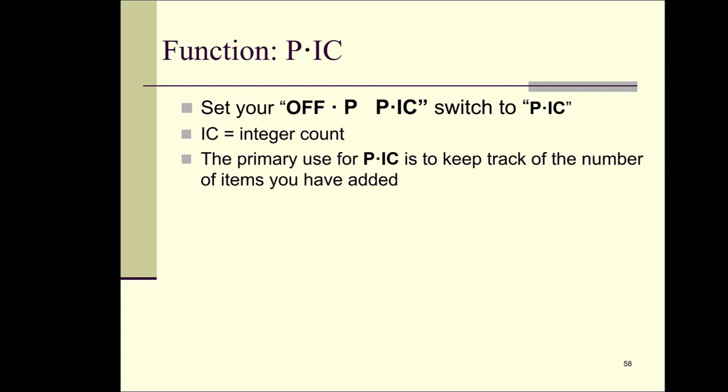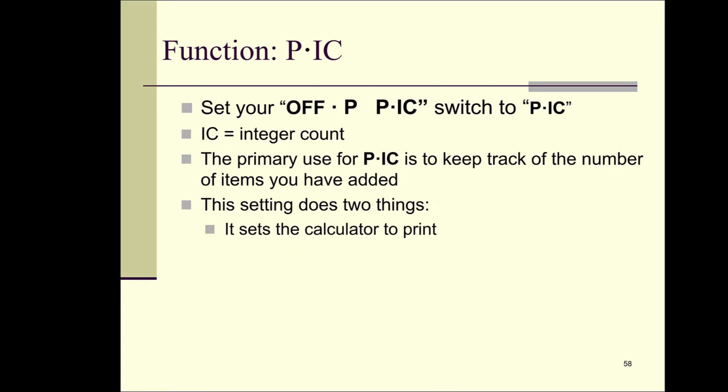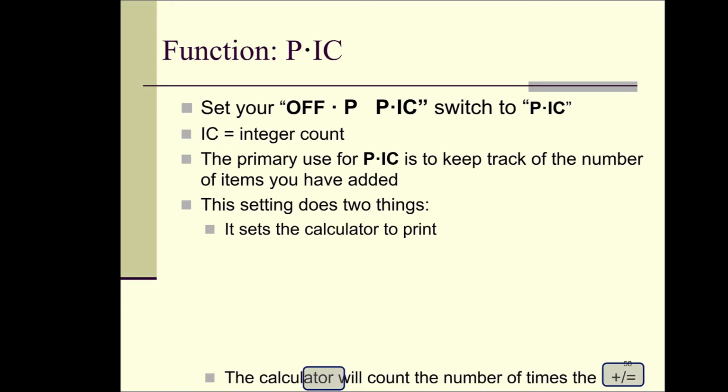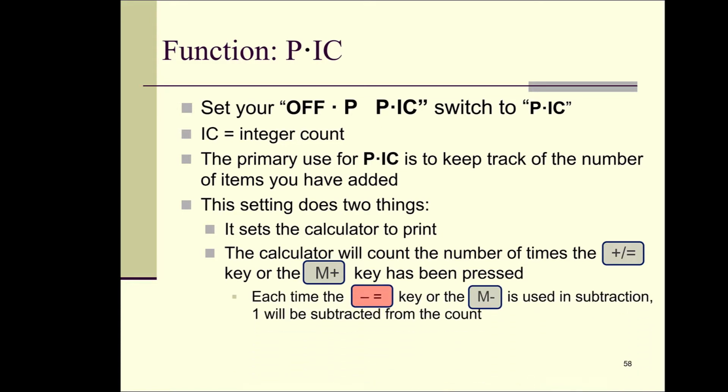So the p.ic setting does two things. It sets the calculator to print, that's what the p means. The calculator will count the number of times the plus key or the m plus key has been pressed. And each time the minus or the m minus key is pressed, it will subtract one from the count.